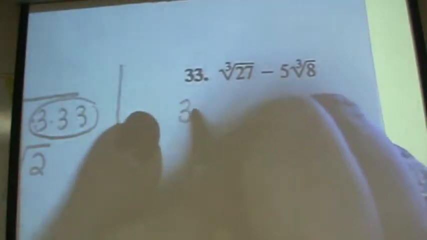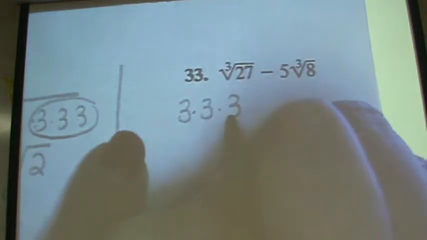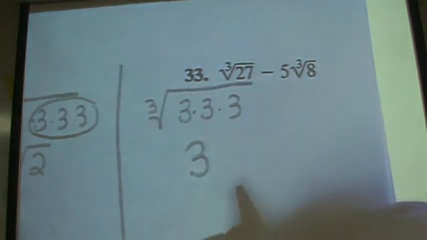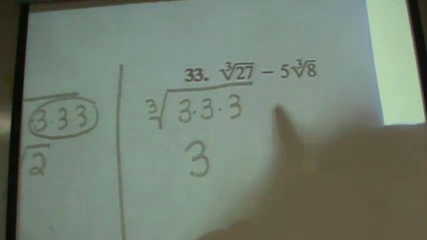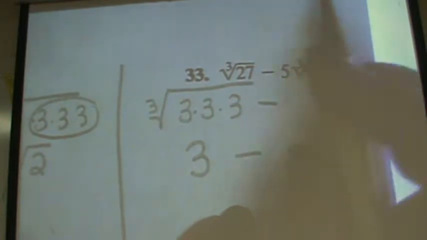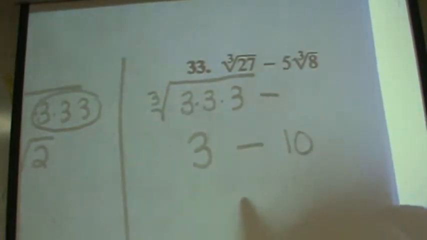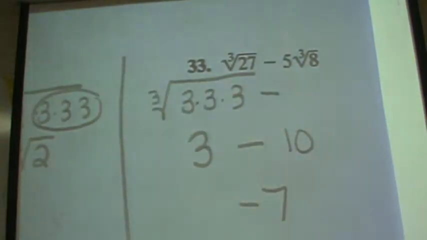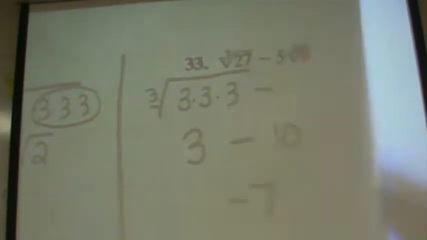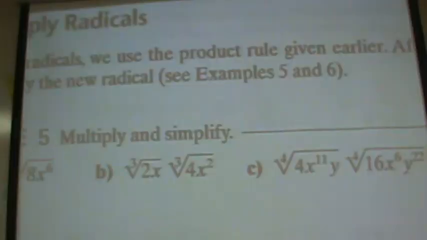And one more. Cube root of 27. 3, 3, 3. So the 3 comes out. Cube root of 8 is 2, so 2 times 5 is 10. The answer is -7.